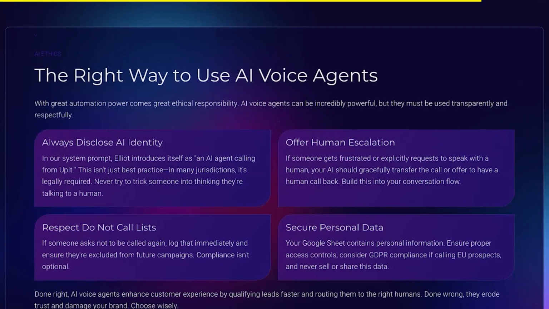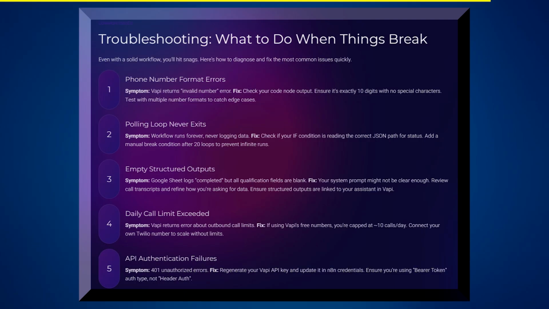The right way to use an AI voice agent, right, is to always disclose AI identity, always offer that human escalation. If someone's frustrated that they're speaking to an AI, try and offer a human escalation. Respect do-not-call lists, do not call them, do not go past the end, and secure personal data, right? So your Google Sheet contains personal information.